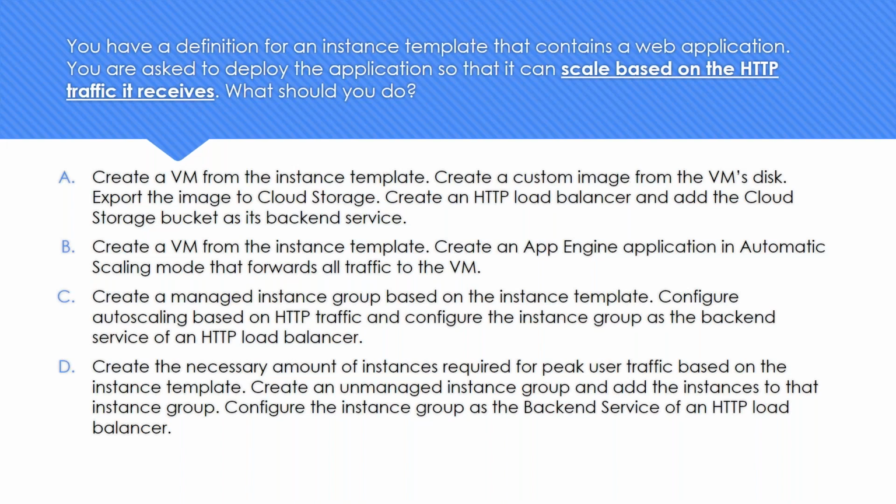All right, time up. Let's go for an explanation. The first option, create a VM. So basically they're talking about templates, HTTP load balancing. What should you do? So the entire procedure is what they're asking. Create a VM from the template. Create a custom image from the VM disk, exactly like what we did. Export the image to Google Cloud Storage, which we did not do. Create a HTTP load balancer and add the storage bucket as a backend service.